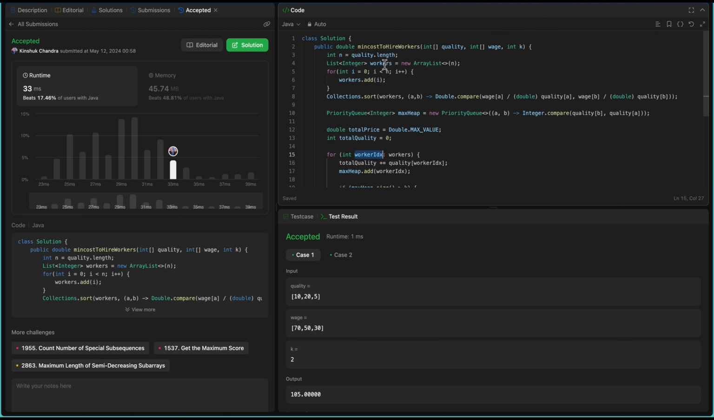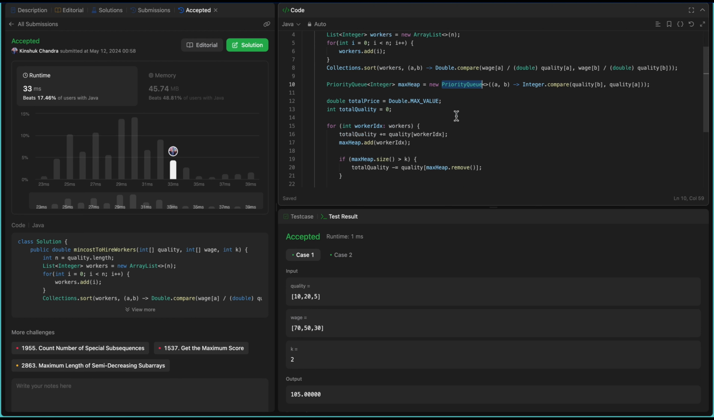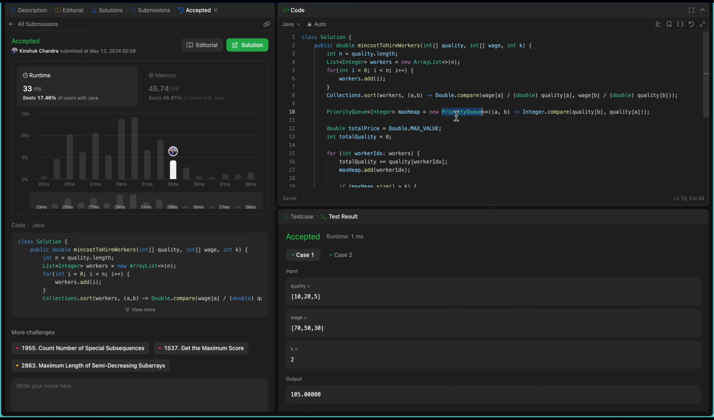And in terms of space complexity also, it will be O of n, because we are creating this workers array which has n elements, and then a priority queue of size k, which, even though k is less than n, our worst case complexity is O of n. Or O of n plus n plus k, if you want to keep it this way.